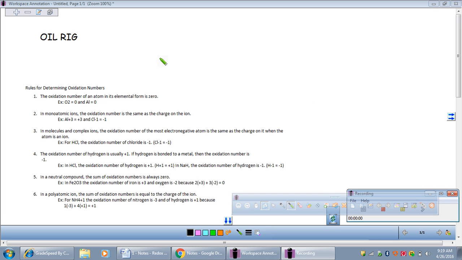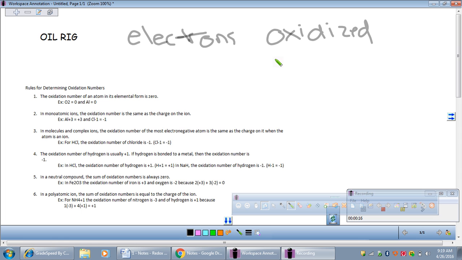This recording is going to be on oxidation reduction. Oxidation reduction is when there is an exchange of electrons in a reaction. One chemical gets oxidized and the other gets reduced. And to remember what's happening with the electrons, you can remember OIL RIG. Oxidation is loss of electrons, reduction is gain of electrons.